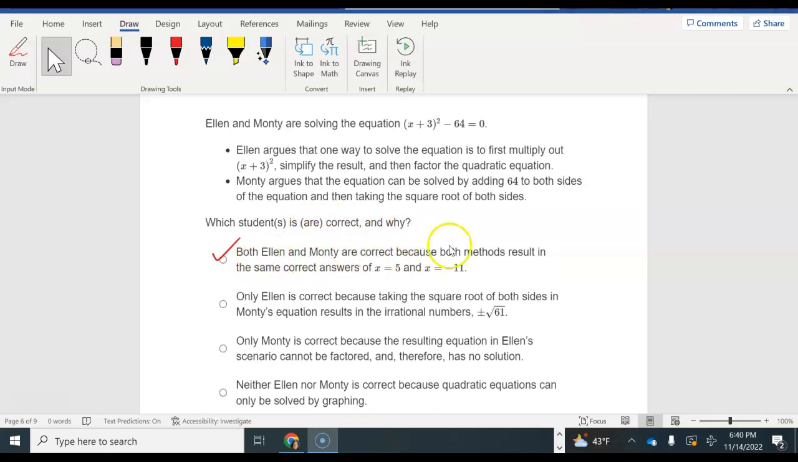So both Ellen and Monty are correct because both result in the same correct answer. So if you solve these, you will see that there is multiple ways to solve quadratic equations, and both of these students had a correct method, and they should get the same answer if solved correctly. Okay?